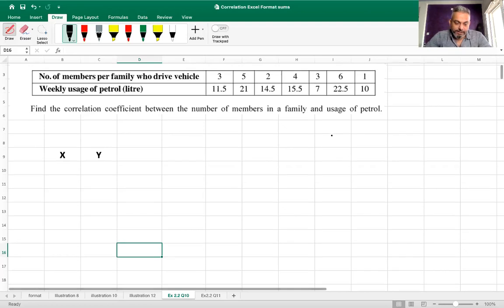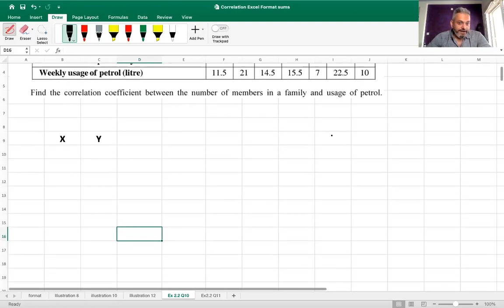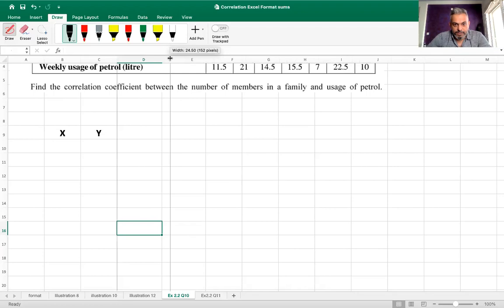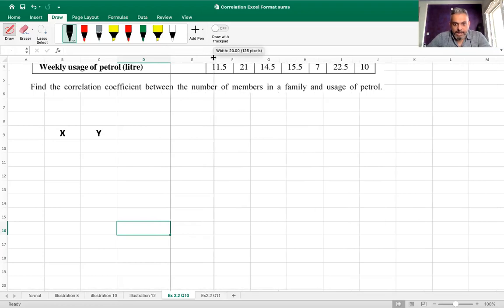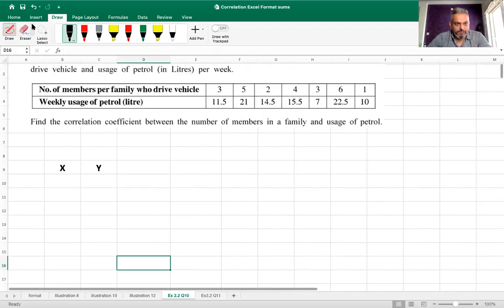Let's write the question. Find the mean, and see which formula to be applied. Find the correlation coefficient between the number of members in a family and usage of petrol. So first let's write the question.